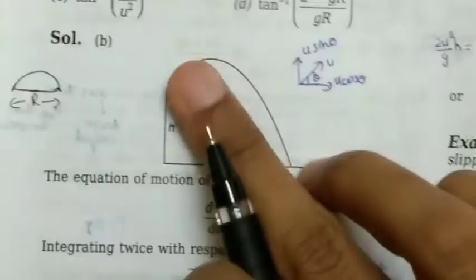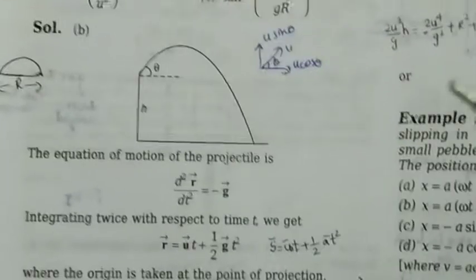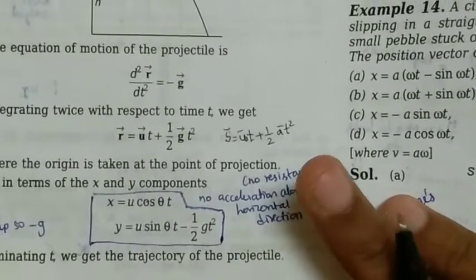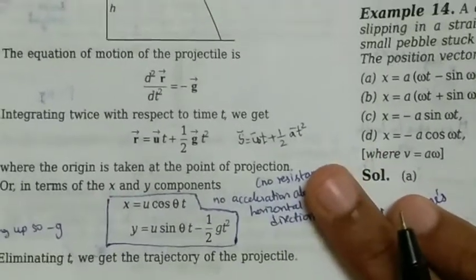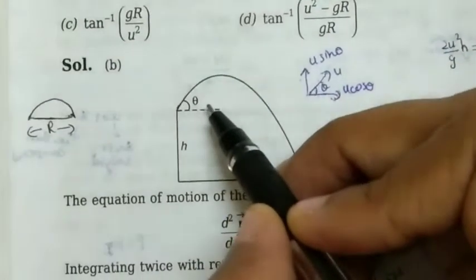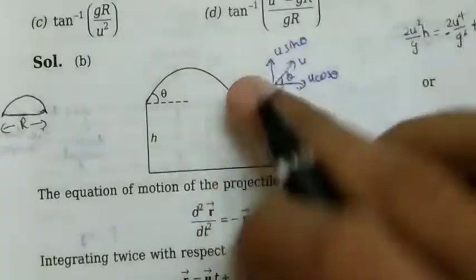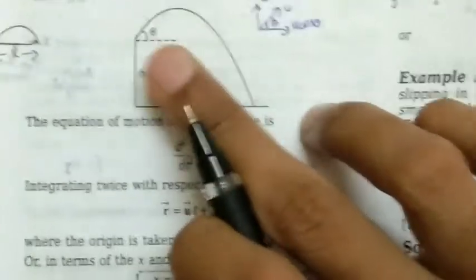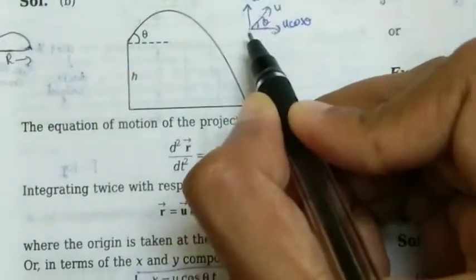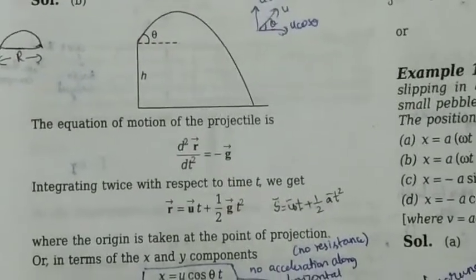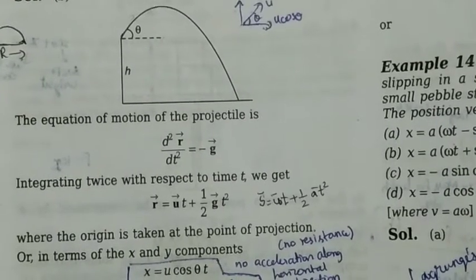In the horizontal direction there is no resistance acting. Hence, if we neglect the effect of air resistance, there would not be any acceleration in the x direction. That means the ball would move with constant velocity u cos theta in its entire journey along the x direction. There would not be any change in velocity along x, so it remains the same. As acceleration is the rate of change of velocity, and there is no change in velocity in the x direction, we have ax equal to 0.